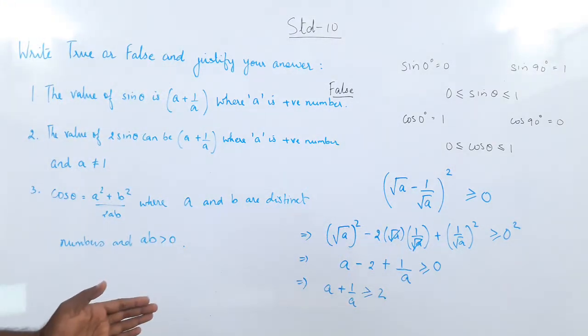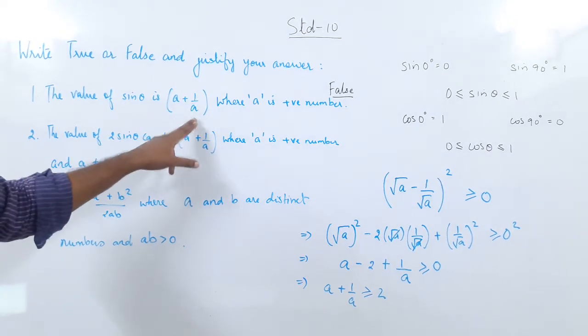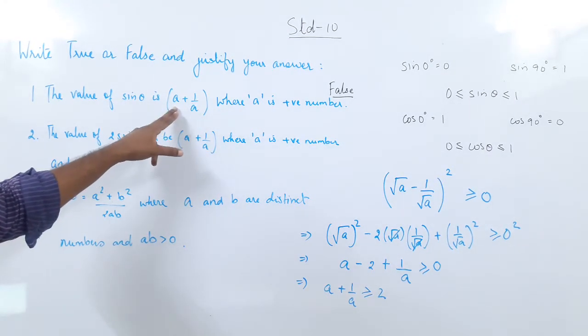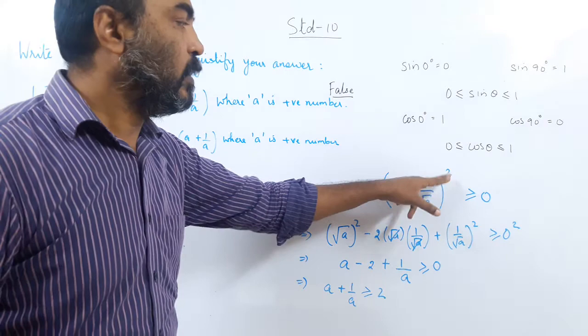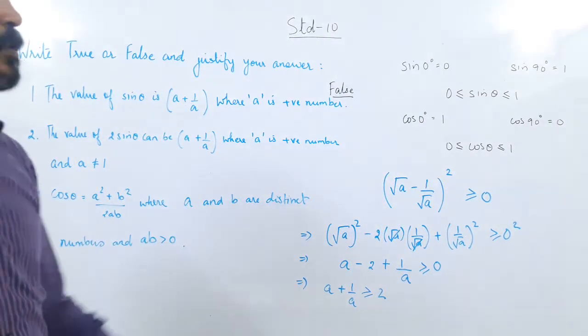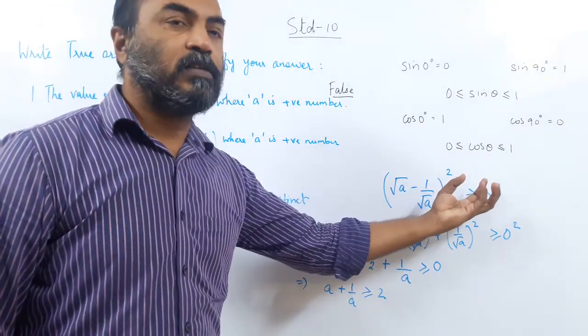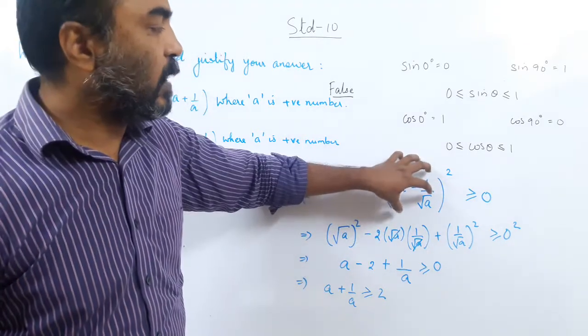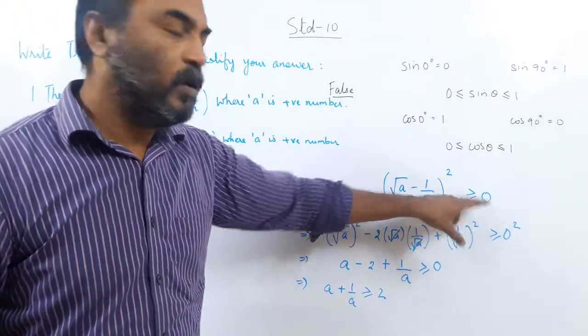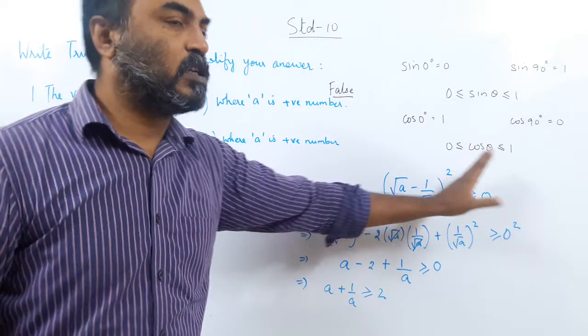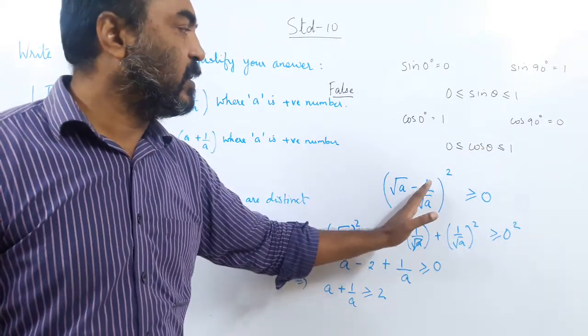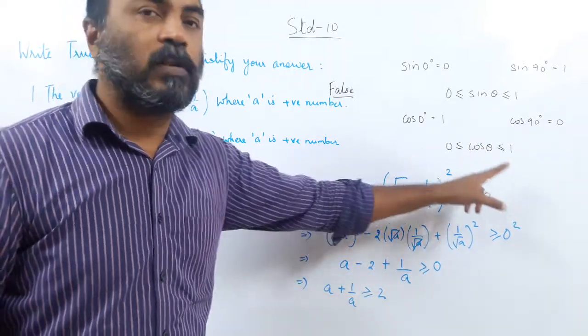So again the approach, what did I do? To get a plus 1 upon a, I took the root. Why did I take the root? Because I wanted to square it. Why did I want to square it? Because the square of any number is always greater or equal to 0. If the bracket is 0, the square is 0. If the bracket is positive, the square is positive. If the bracket is negative, if the difference is negative, still the square is positive.